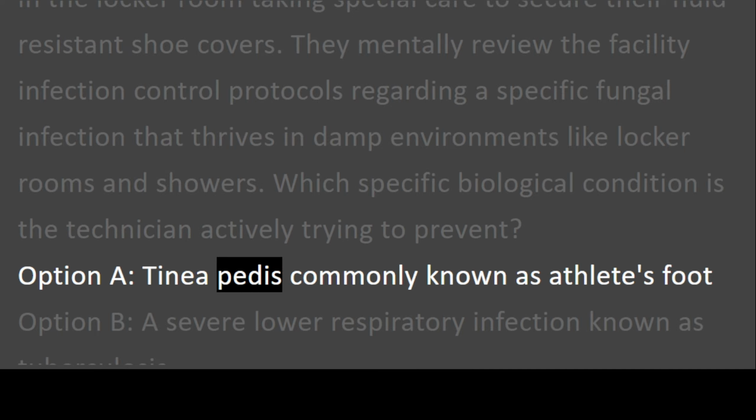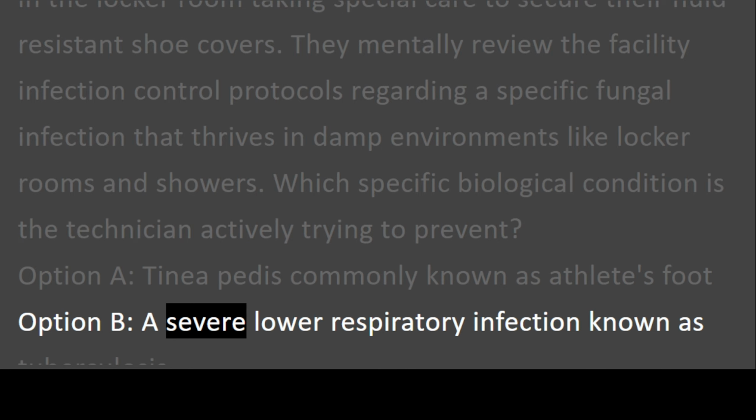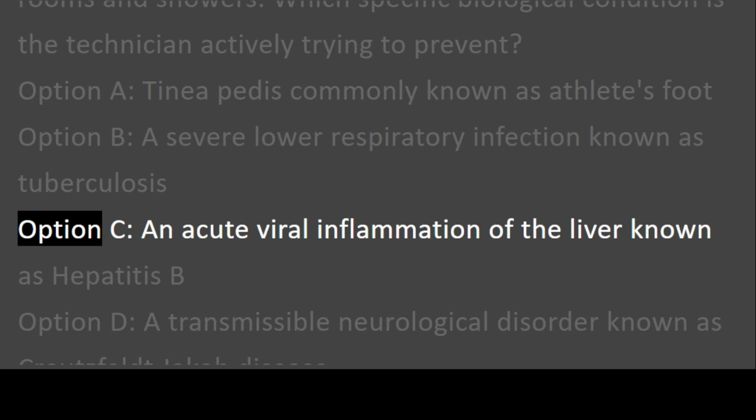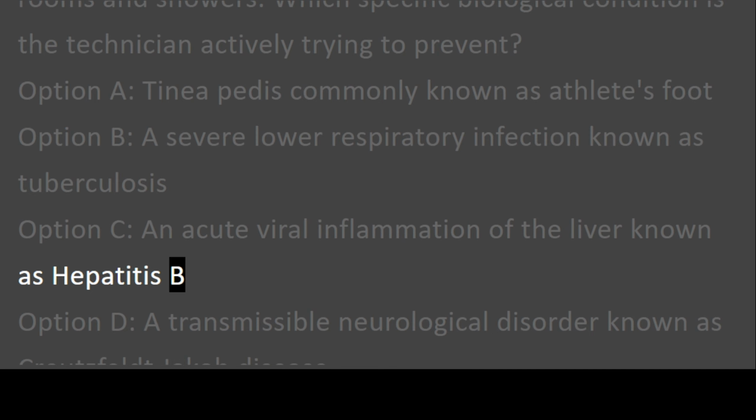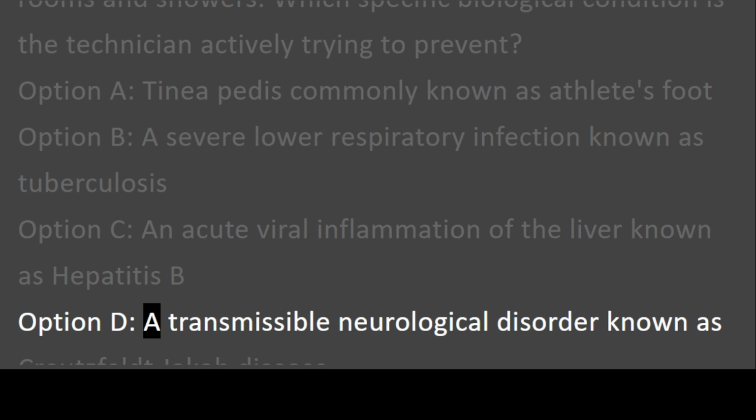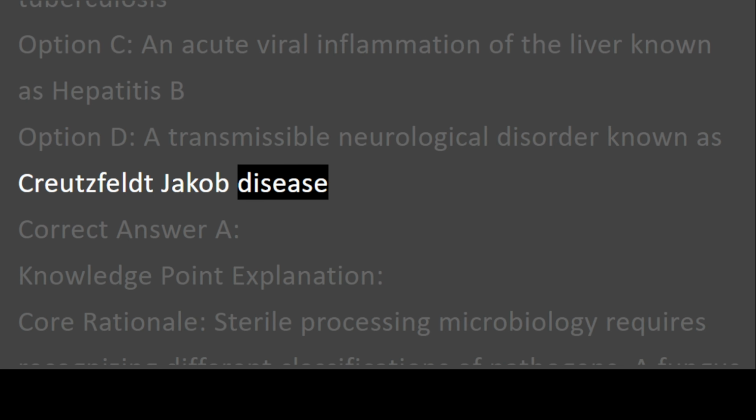Option A. Tinea pedis, commonly known as athlete's foot. Option B. A severe lower respiratory infection known as tuberculosis. Option C. An acute viral inflammation of the liver known as hepatitis B. Option D. A transmissible neurological disorder known as Creutzfeldt-Jakob disease.